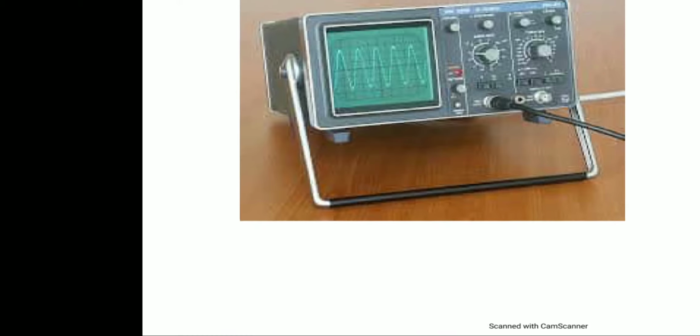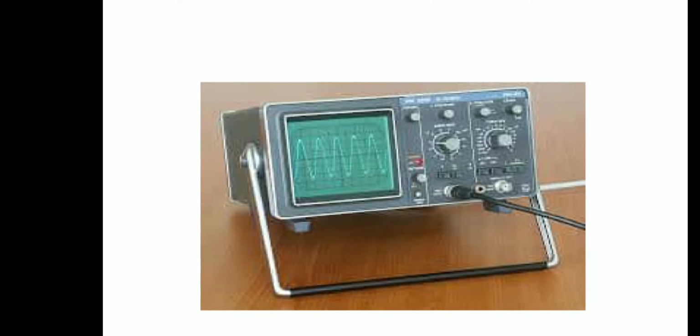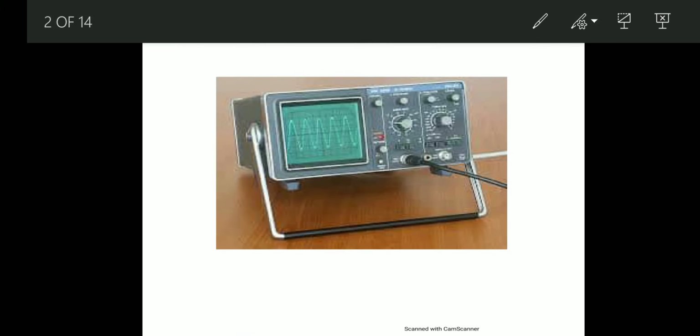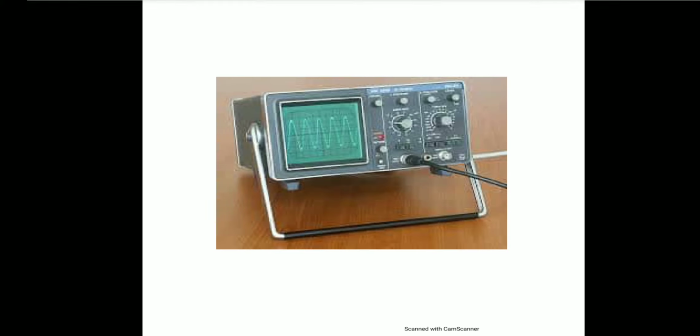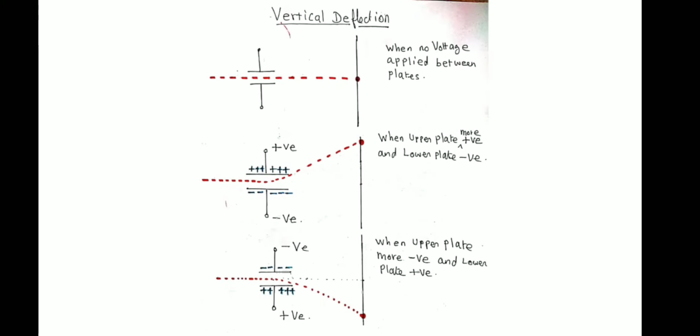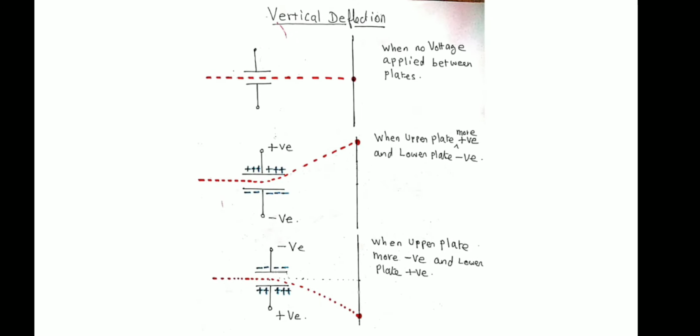Now let us discuss this in detail before we discuss the Lissajous pattern generation. So let us recall the operation of the CRO. Deflection of electron beam in vertical direction and horizontal direction inside the screen. Now let us consider the vertical deflection plates.